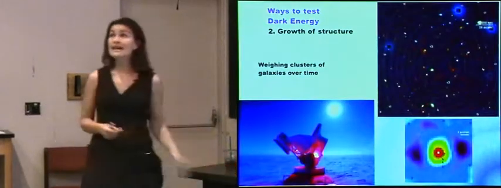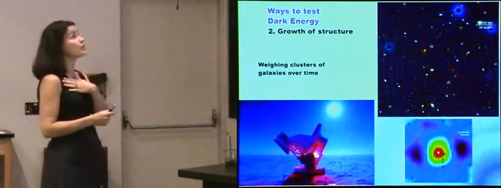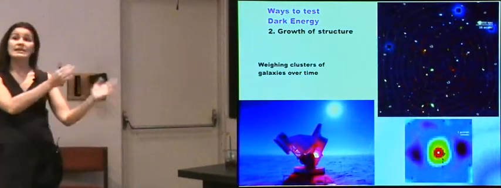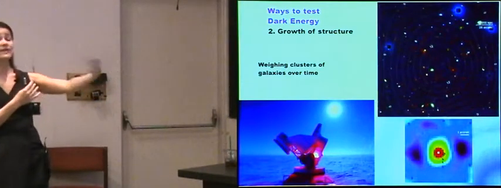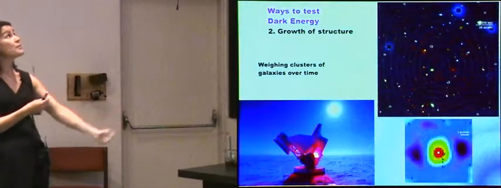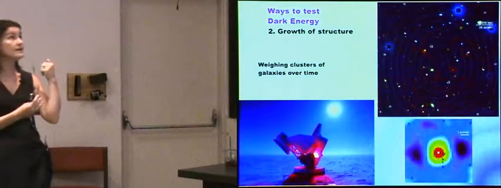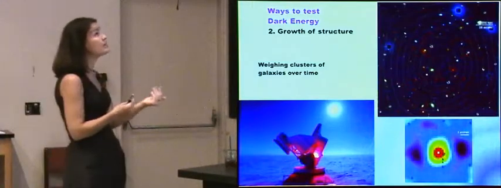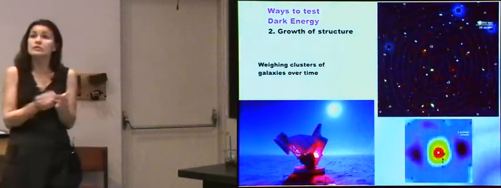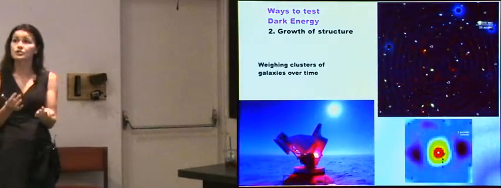Okay. So the second way that we can test dark energy is by looking at the growth of structure. So we spoke about the evolution of the universe and the accelerated expansion, and mapping the expansion history tells us about dark energy. But then we can also look at the growth of structure. So we think dark energy is a negative pressure component. So you can think about it as a repulsive force on large scales. So obviously this is going to affect the growth of structure over time.